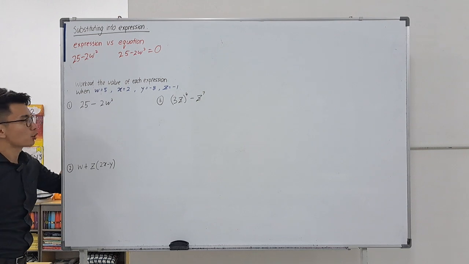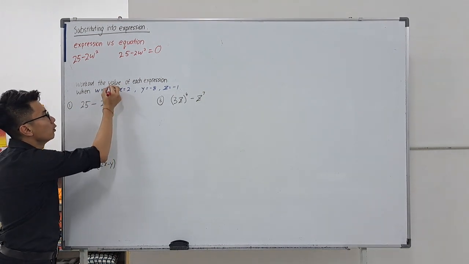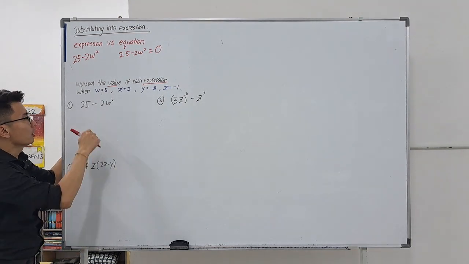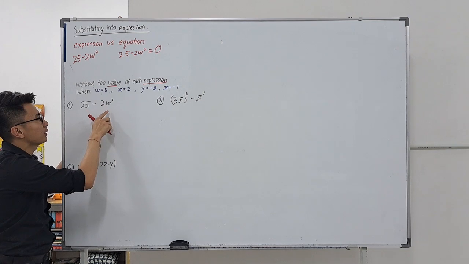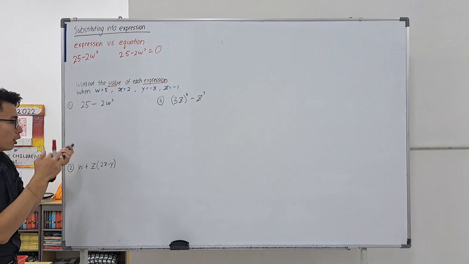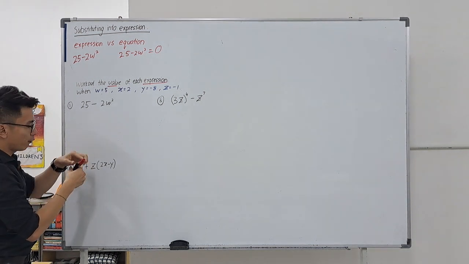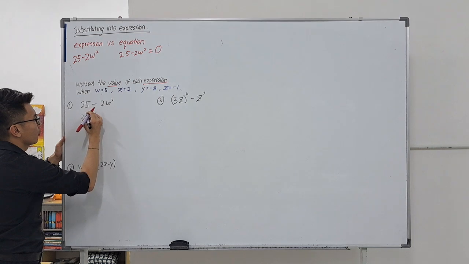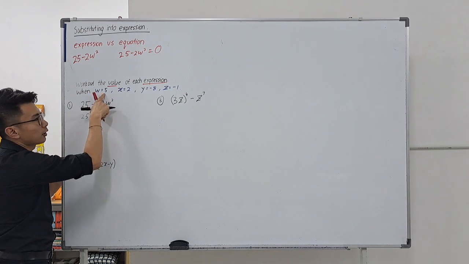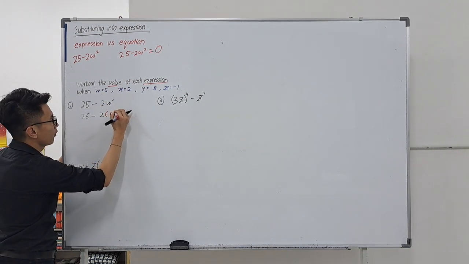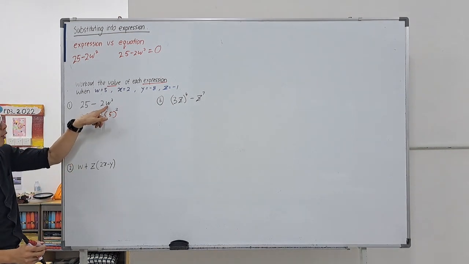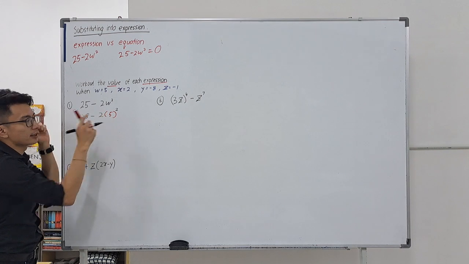Now, over here, I have some questions for you. Work out the value of each expression. These are all the expressions over here. So what I'm going to do now is substitute all these unknowns to work out the value of this expression. So let's do it now. What I have here is 25 minus 2, copying down whatever is there, W, that's going to be 5, and that's going to be 5 squared. All right, so there you have it. I have substituted the value of W into the expression, and this is how it looks.